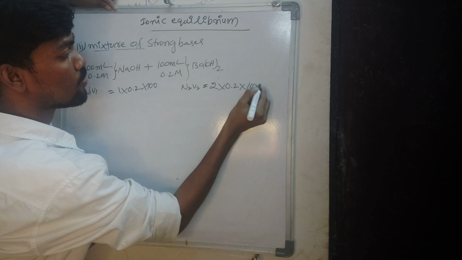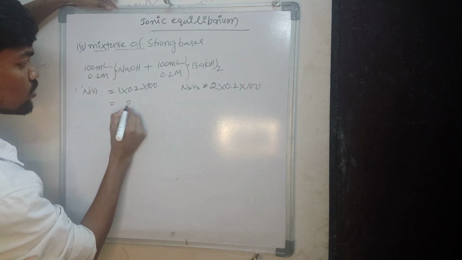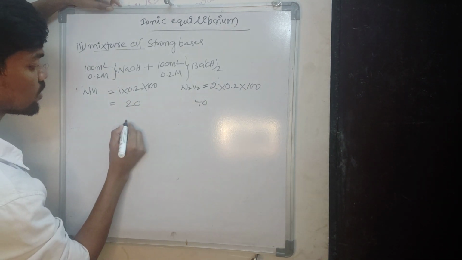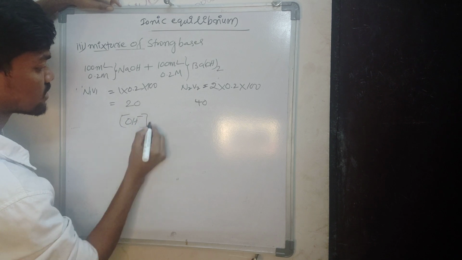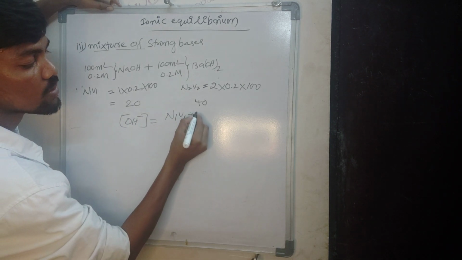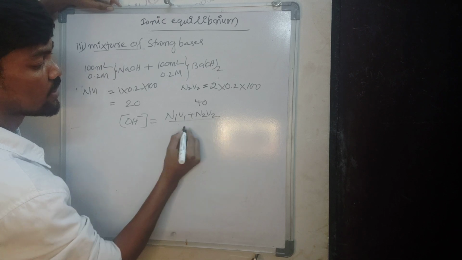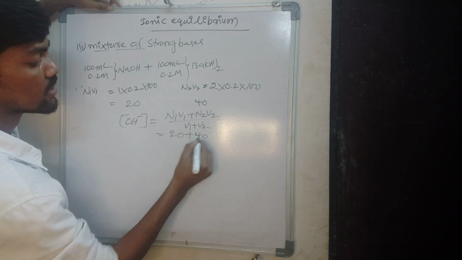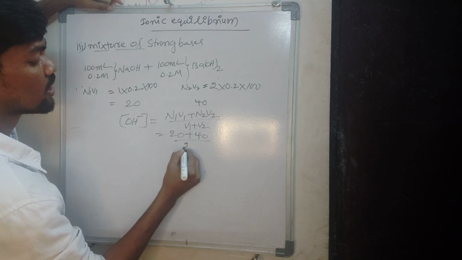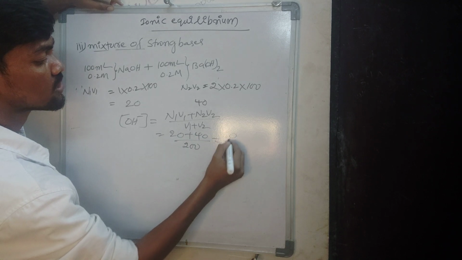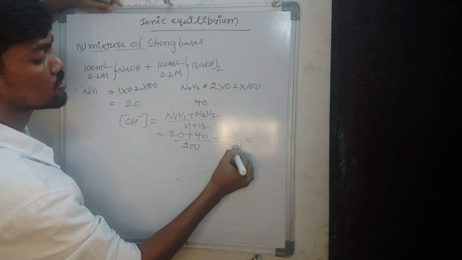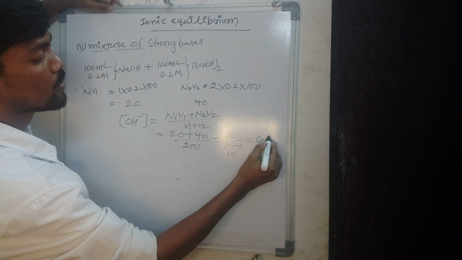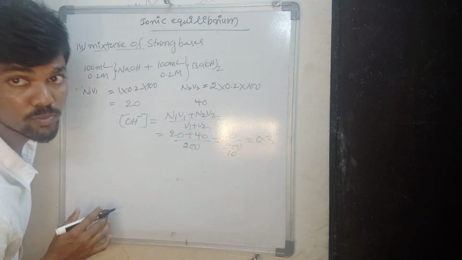0.2 and 100 ml. What happens here? This is 20, this is 40. So what is the formula for OH concentration? We are getting the overall OH concentration: N1 V1 plus N2 V2 by V1 plus V2. N1 V1 is 20 plus N2 V2 is 40, by total how much? 200 ml. 20 plus 40 is 60, by 200. That is 0.3. 0.3 for the OH minus concentration.